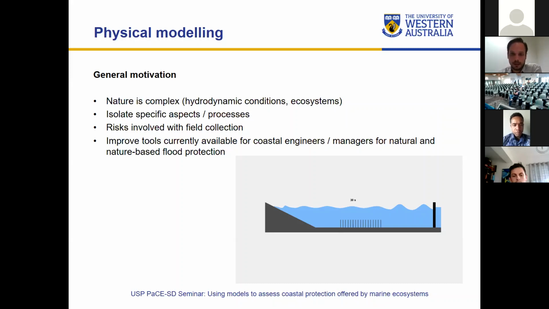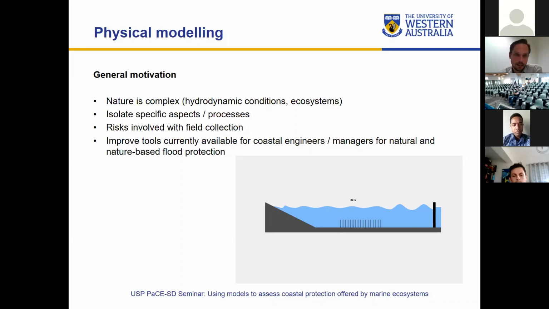So we try to simplify it with uniform vegetation fields, particularly with seagrass, because it's flexible. That increases a lot of the complexity as well. So we sometimes represent it by rigid cylinders.